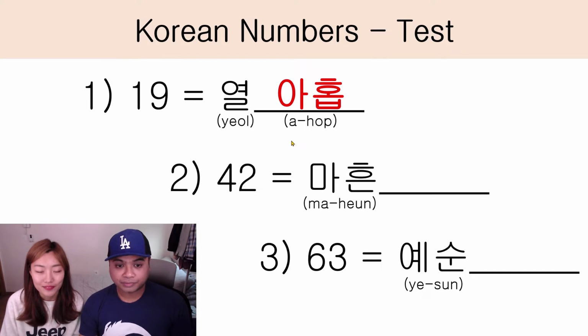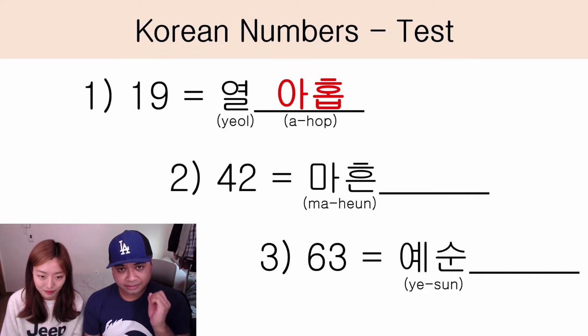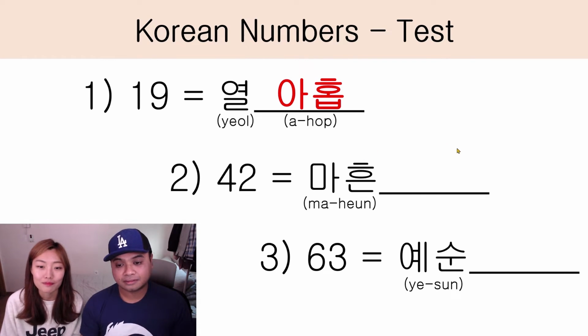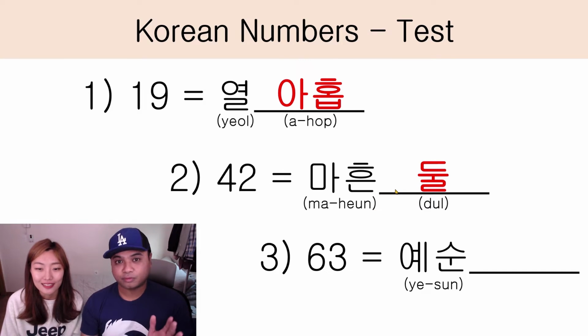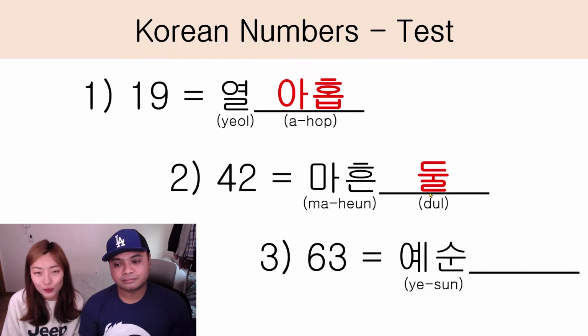Number 2, 42. To say 42, same thing. You need to say 40, you need to say 2. 40 is 마흔, 2 is 둘, and to say 42 is 마흔둘.